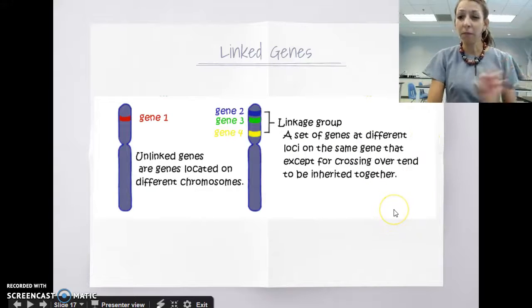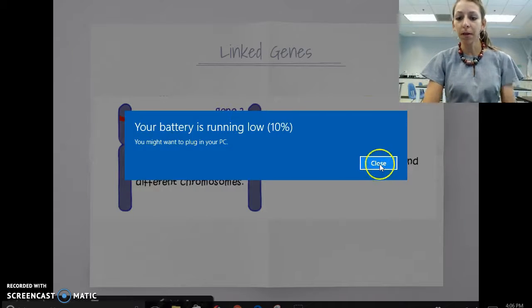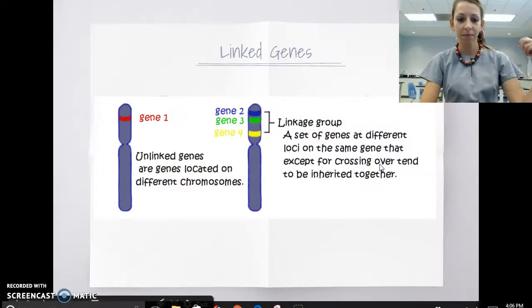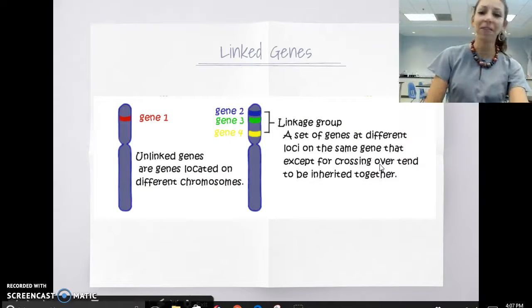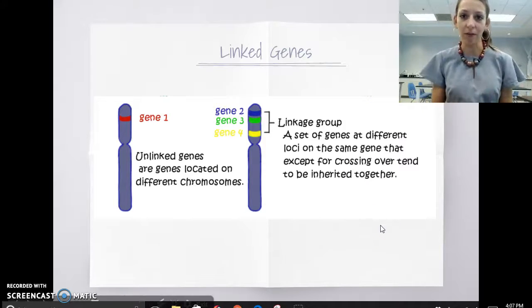All right, so let's talk briefly about linked genes. Now remember, unlinked genes are genes that are located on different chromosomes or so far away on one chromosome that they have a really high recombination frequency, so they won't be inherited together. A linkage group is a set of different genes, at different loci on the same chromosome, that are inherited together for the most part, except for crossing over events.